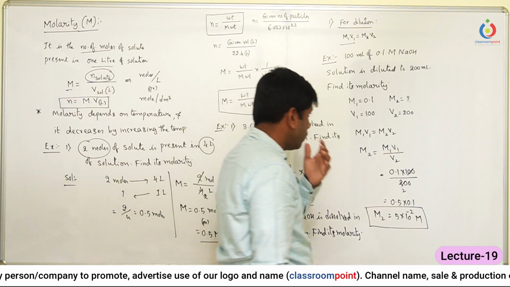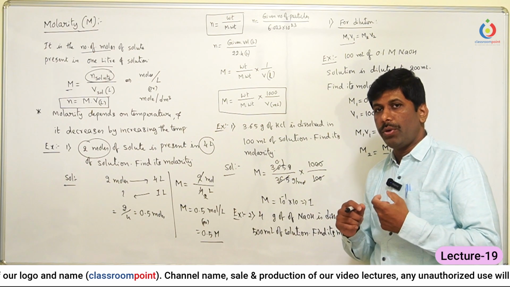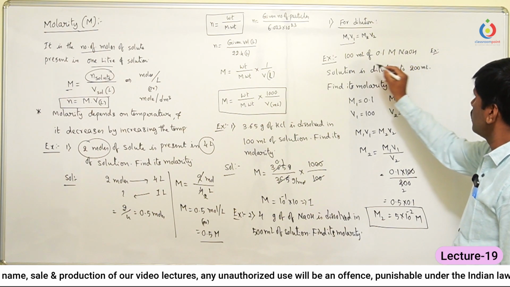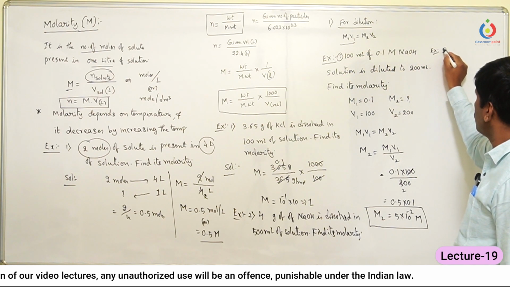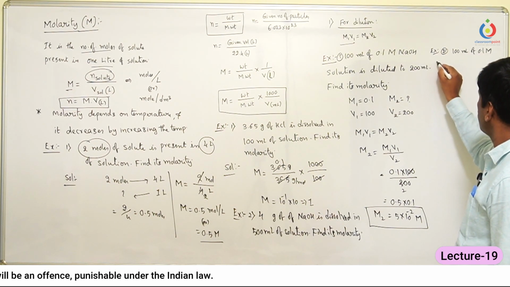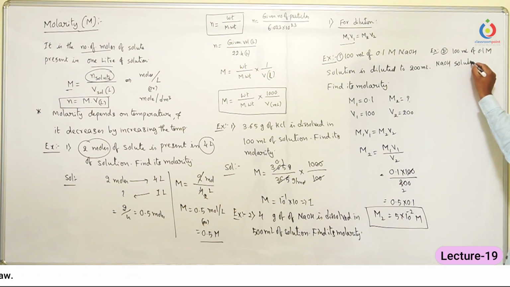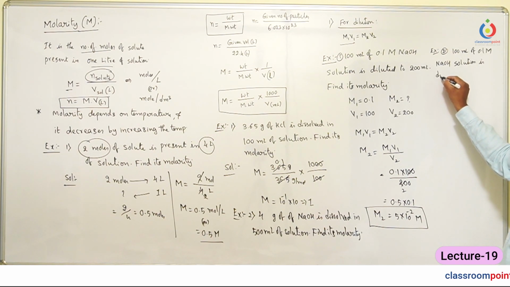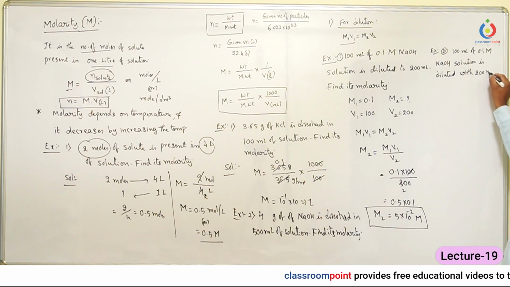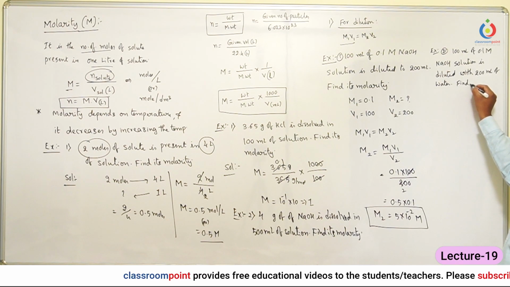Now let us see the same question, but if the terminology is changed, how do we use the formula? So the next example: 100 ml of 0.1 M NaOH solution is diluted with 200 ml of water. Find its molarity.